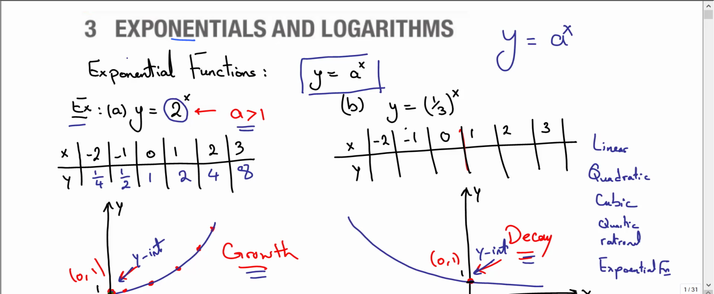We should know that exponential functions are two types, growth and decay. A growth is when you have y equals a power x, when the base is greater than 1, like 2, like 3, 5, anything. Decay is when the base is a fraction, like half for example. Any fraction less than 1. That's a decay type.